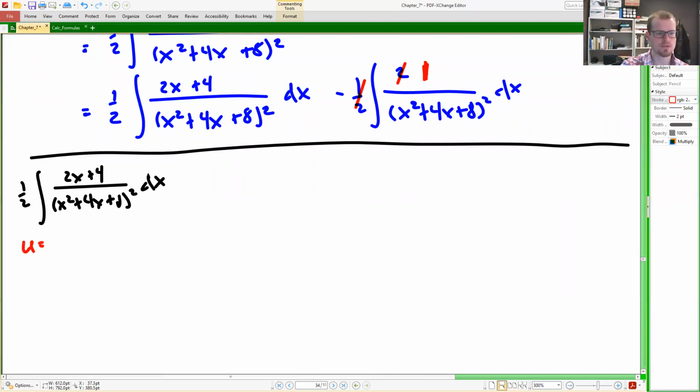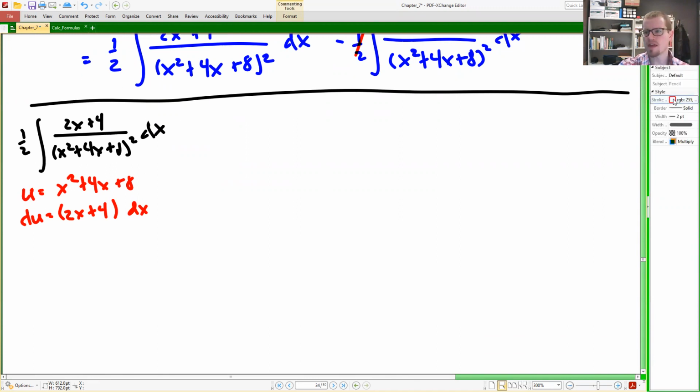So u is equal to x squared plus 4x plus 8. And that would give us that du is equal to (2x plus 4) dx, which is exactly what we have, right? Numerator times dx. So from there, we are able to perform our substitution. Numerator times dx just gives us du, and the denominator is u squared.